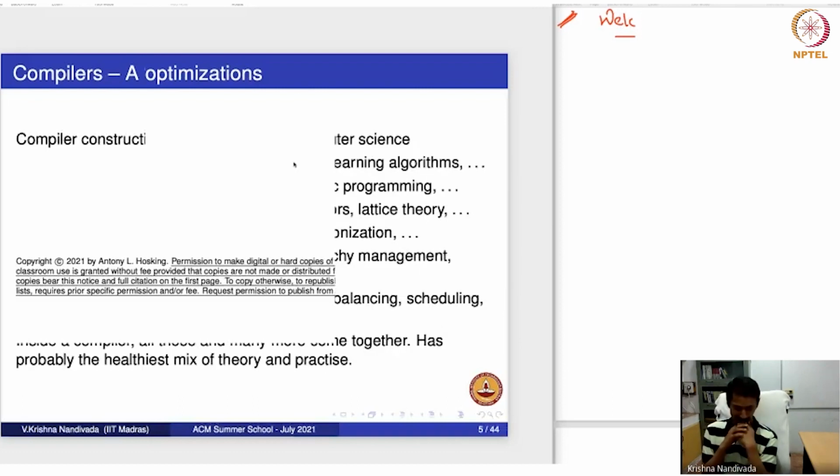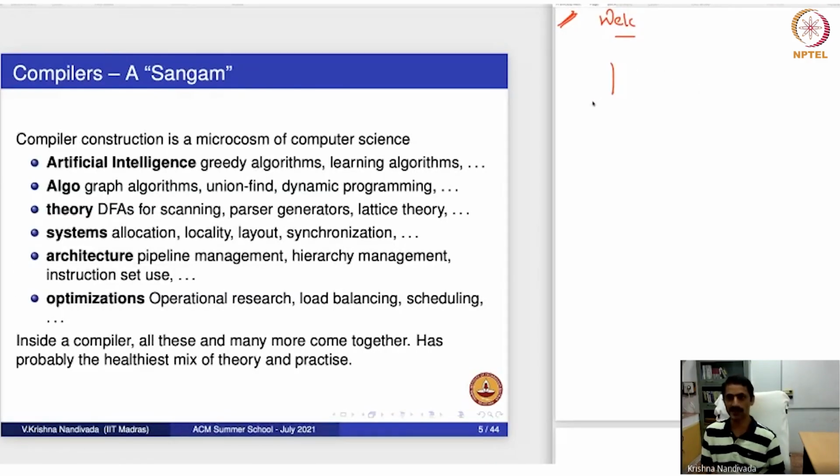See, when we talk about compilers, it's one of those core subjects in computer science where you will find a sangam of all the CS fields: algorithms, theory, systems, architecture, optimizations, artificial intelligence, machine learning, pick your choice. If you see computer systems, if you divide them into kind of four main columns, you will have languages, compilers, architecture, operating systems. You take away any one of them, the computer system cannot stand, right?